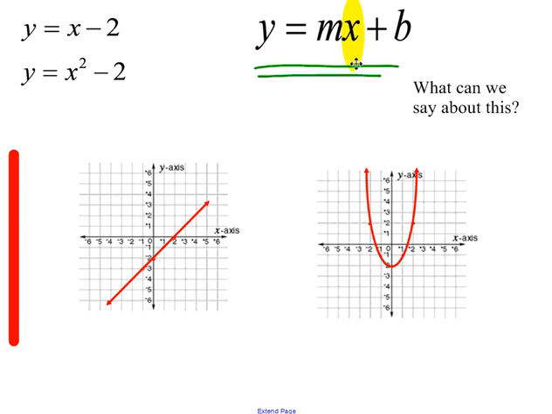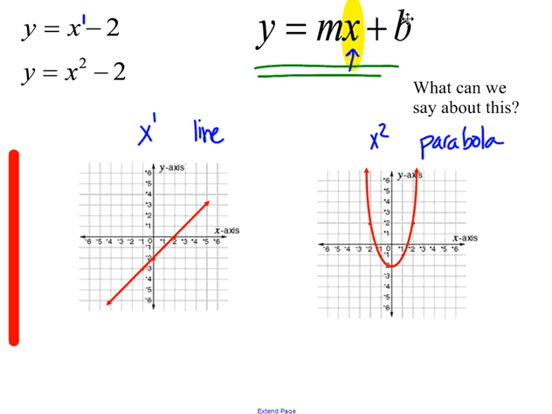Now, when we notice the x, the main difference is we have x to the first power and x squared. What that's telling us is when we had x to the first power, we made a line. When we had x to the second power, we made a parabola. And this is true for any time we have an x squared, we will get a parabola. Anytime we have x to the first, we're going to get a line. So it's really important to see that first distinction.